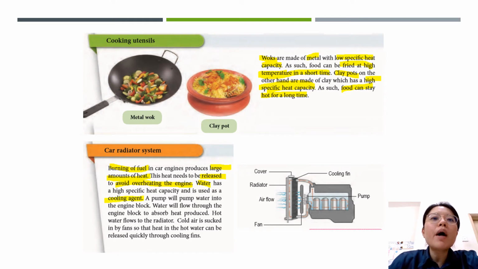So the pump will pump water into the engine block. Water will flow through the engine block to absorb, keyword here, absorb heat produced. Hot water flows to the radiator. Cold air is sucked in by fans. That's why cooling happens here.